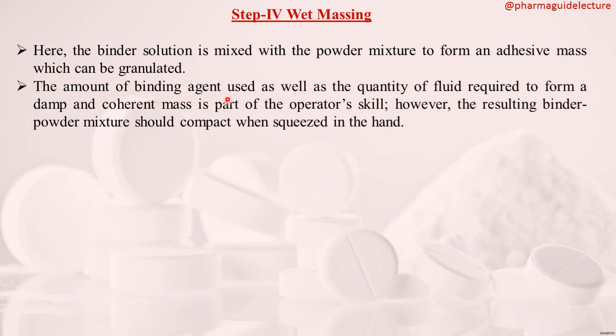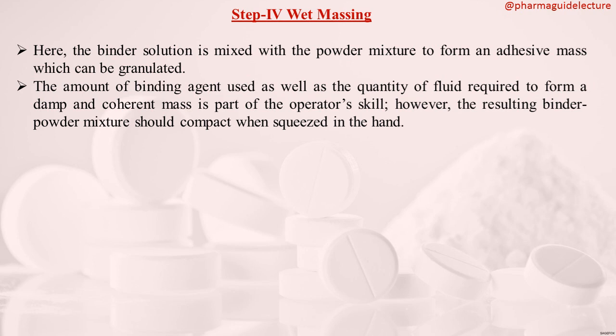The amount of the binding agent used, as well as the quantity of fluid required to form a damp and coherent mass, is part of the operator's skill. This requires a lot of skill, to judge how much binding agent is to be added to form the damp mass. However, the resulting binder powder mixture should be compact when squeezed with the hands. So we can check manually whether the end point of the formation of the damp coherent mass is achieved or not.